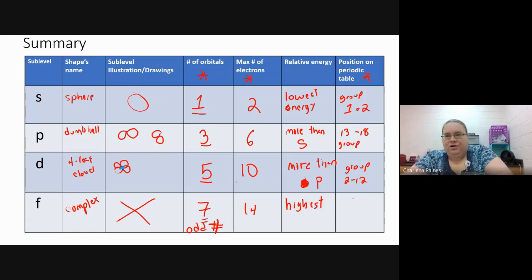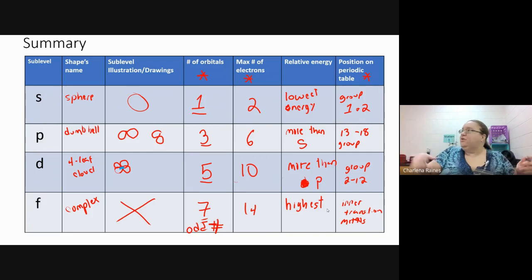So where do we find our F electrons? It is the inner transition metals. So those bottom 2 rows that aren't attached to anything, the lanthanide and actinide series, that's where you find your F electrons. Those are the elements who are filling up the F sublevel last.